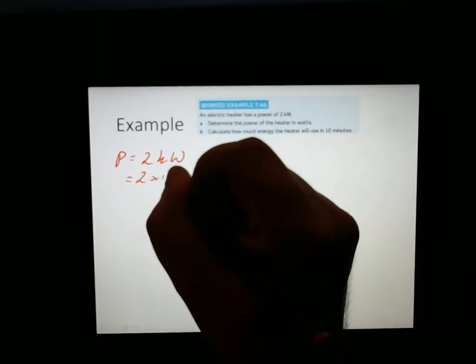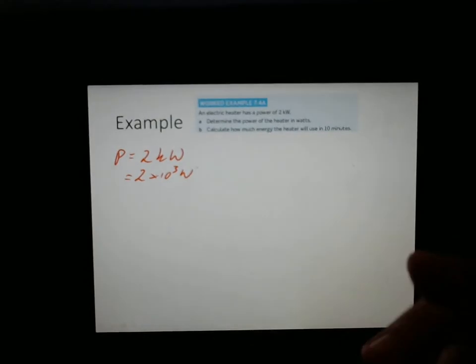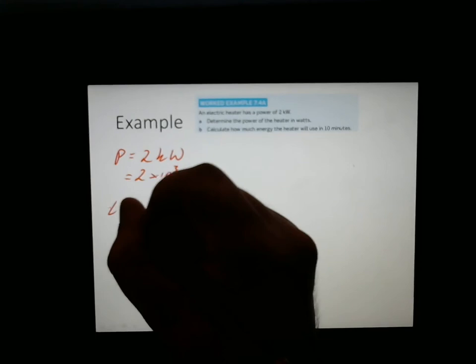So 2 times 10 to the 3 watts. Or you could write it as 2000 if you prefer. But make it easy on yourself. Kilo equals times 10 to the 3. And guess what? That's given to you in your formula booklet, so you don't ever need to memorize it. You're just going to know, hey, I should convert this. Give it a shot. Calculate how much energy the heater will use in 10 minutes. So we've got 10 minutes there. So t equals 10 minutes.